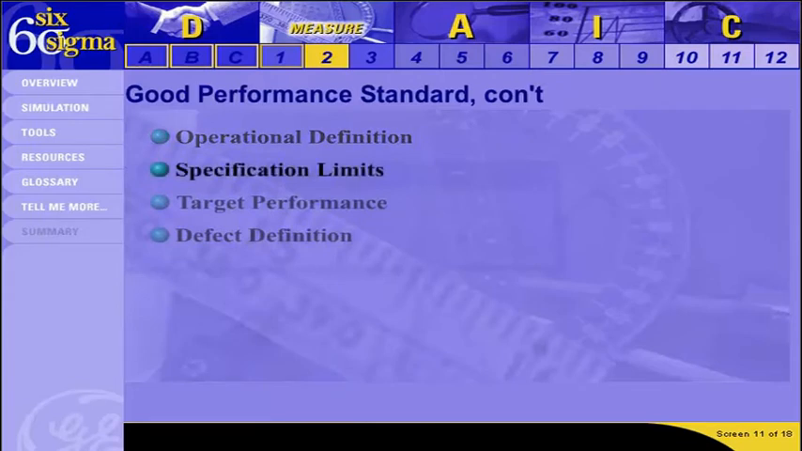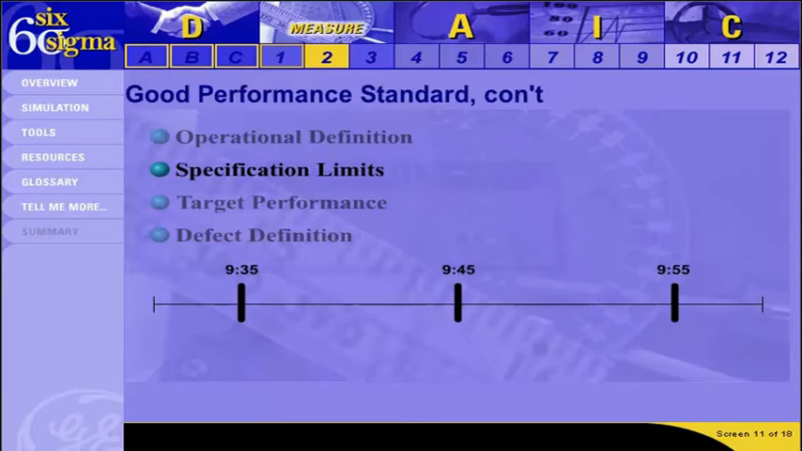To determine the other three components of a performance standard, you need to first ask the question, how much variation in performance will the customer tolerate? Is a 15-minute late departure too late to satisfy their need? The answer to this question will set your specification limits. The answer can come from a variety of sources, but should always reflect the voice of the customer.